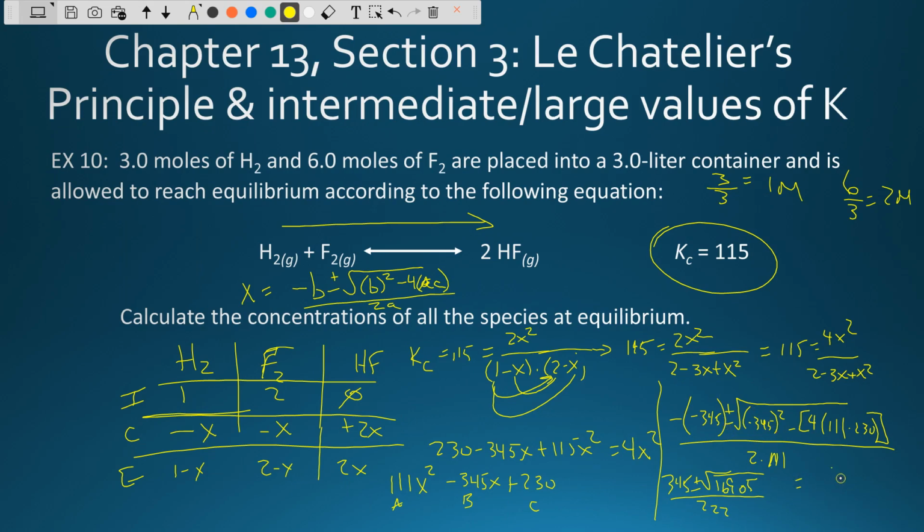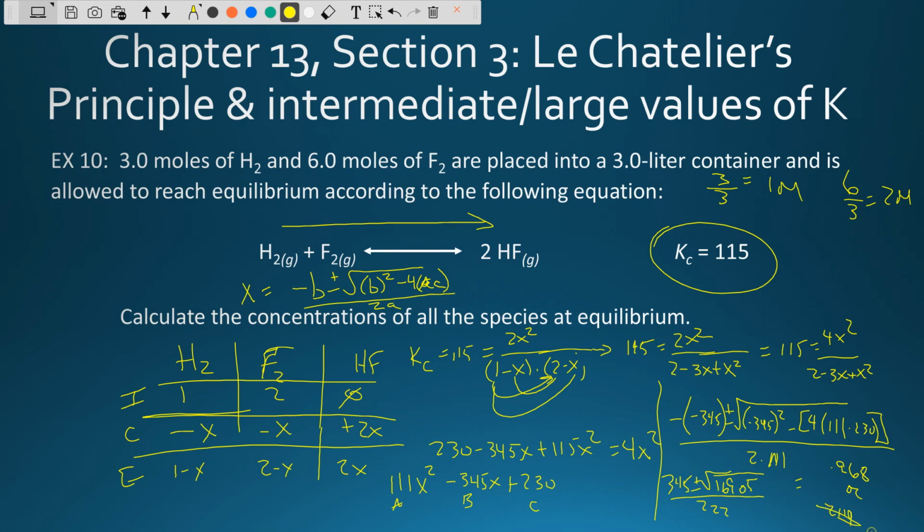Okay, that will give me two values. That'll give me 0.968, or it's going to give me a value of like 2.119. Well, if I take 1 minus that ridiculously big number, I'm going to get a negative value. Obviously, we can't get that.